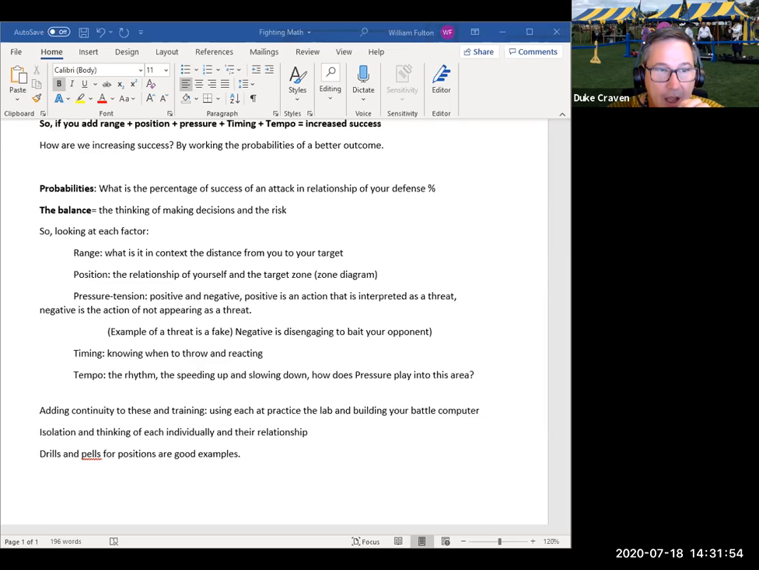But so those are the pieces that you've got to add together and work. And so when you're at practice, you work. You can't just work on range alone, other than to understand range, but you've got to work on position with it.